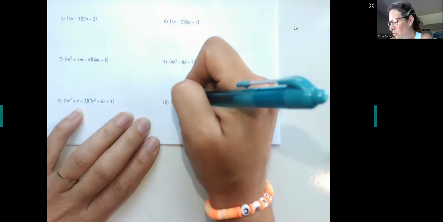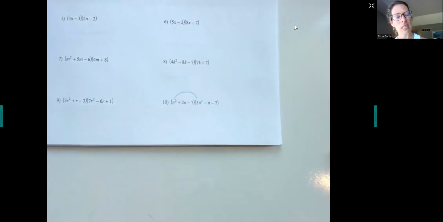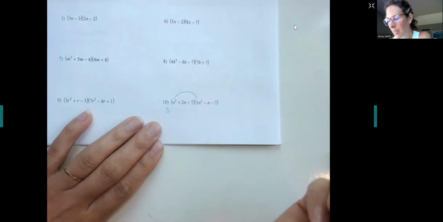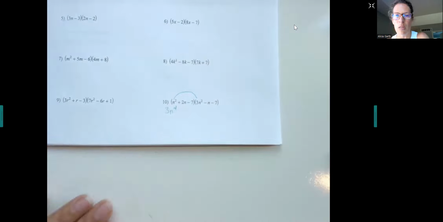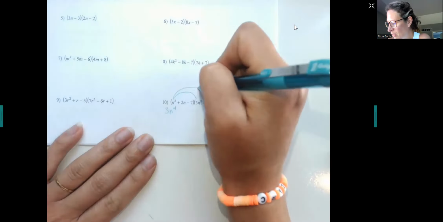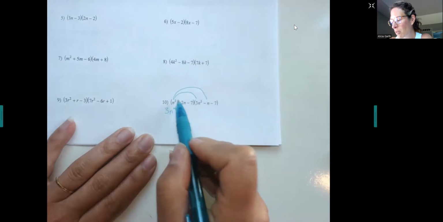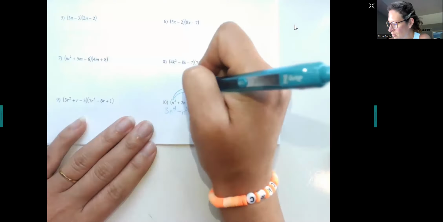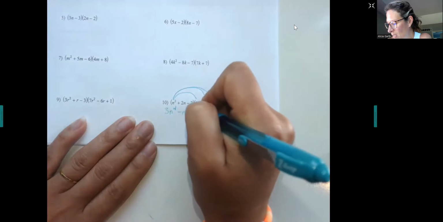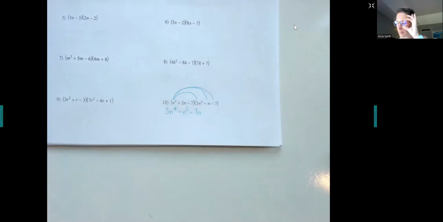So you'll notice that I'll do something like this, where I have n squared times 3n squared. That means that I have 3n squared times n squared is n to the 4th. You are adding those exponents, not multiplying them. Then I have n squared times a negative n, so it's going to be minus n squared times n. That's 3 n's, or n cubed. And I've got n squared times a negative 7, so minus 7n.